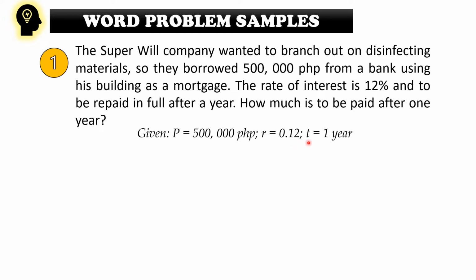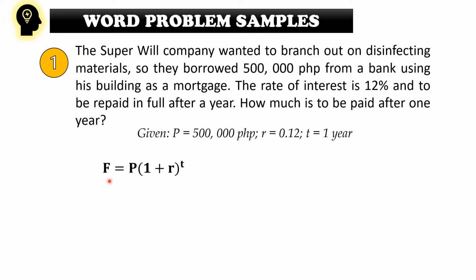And then the time t is equal to 1 year. So after 1 year niya babayaran. Okay, remind ko lang that pag sinabi nating mortgage, amortization, the process here uses the concept of compound interest. Since we are looking for how much is to be paid after 1 year, that is the future or the maturity value, then we have to use the formula for the future value of compound interest.